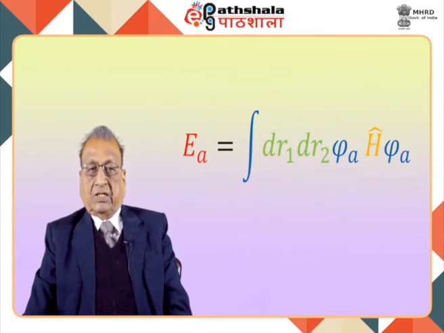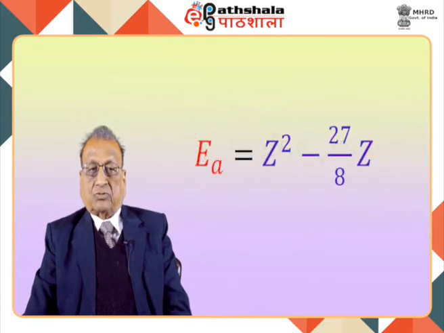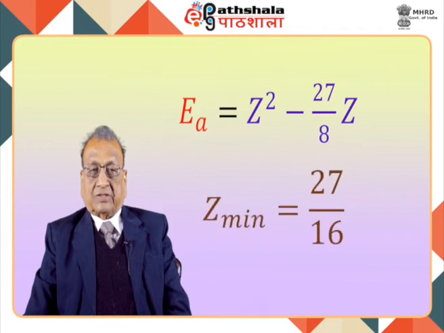This gives us E equal to z square minus 27/8 z. Now, minimizing the energy with respect to z, differentiating this with respect to z and then putting that equal to 0 gives us z equal to 27 over 16. That is, the charge of the nucleus is reduced from 2 to 27 over 16. This is because one electron provides screening to the other electron, and therefore it is a physically reasonable wave function.